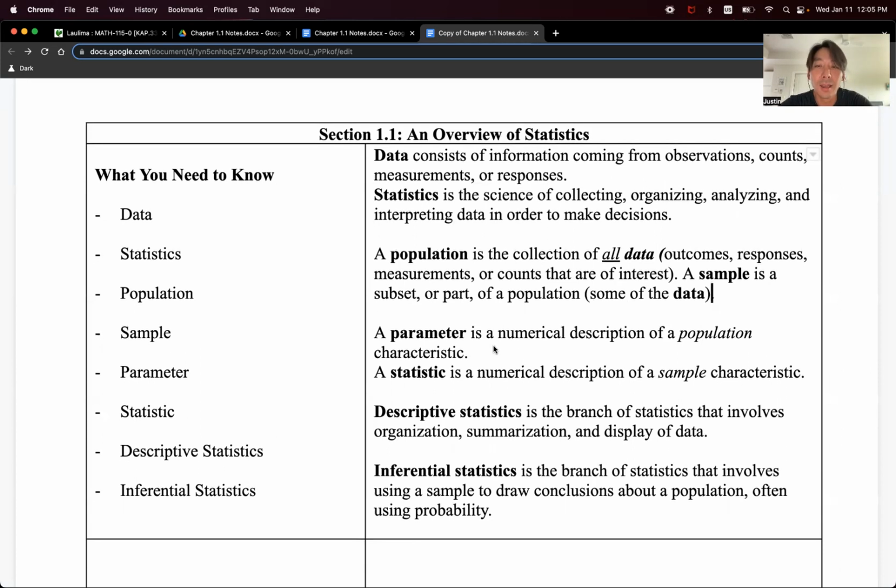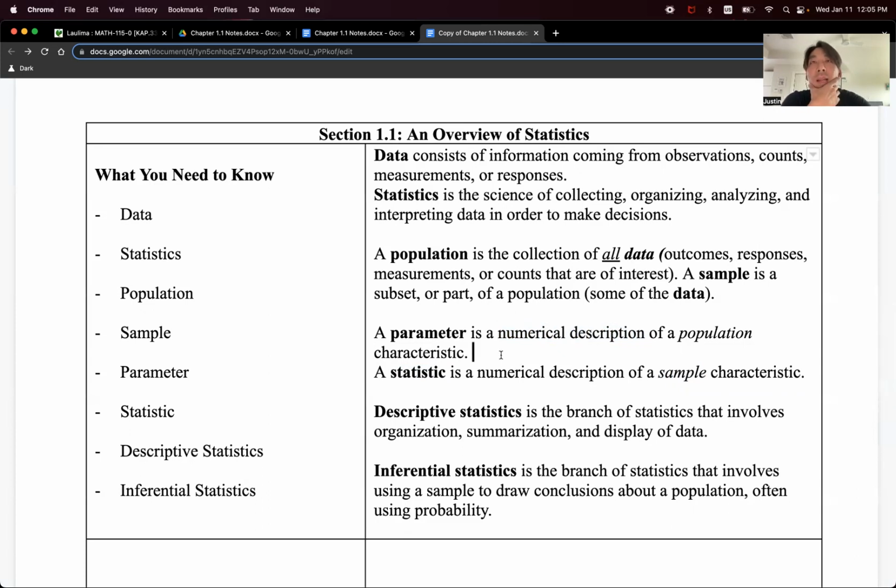Okay, moving on. A parameter is a numerical description of a population characteristic. So this parameter goes with population, and a statistic is a numerical description of a sample characteristic. So parameter goes with population, and a statistic goes with sample. That's the difference. Otherwise, they're pretty much the same thing.